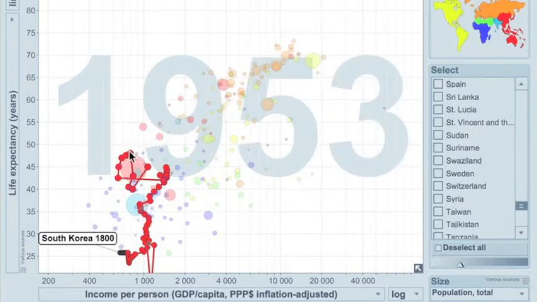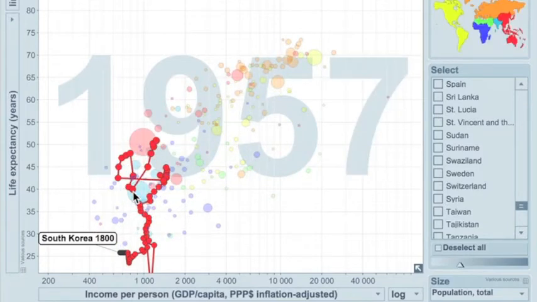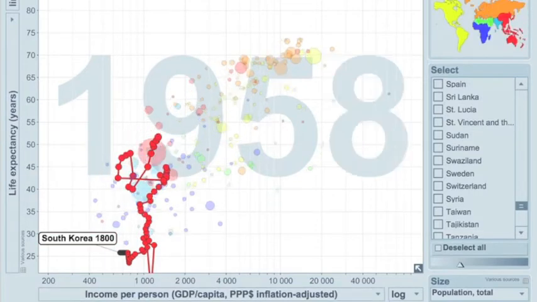Then further on here in 1949, this dip here is the Korean War, so that's why life expectancy goes down. And then both indicators progress steadily up until where we are today.